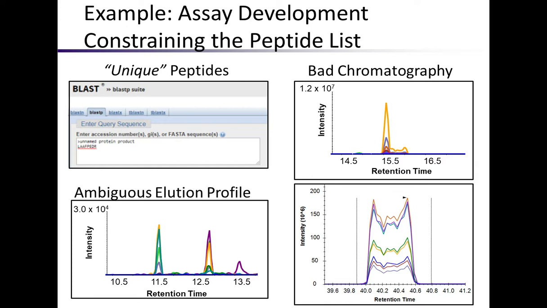If we look at a specific protein, we want to pick out the peptides that are unique to that protein, so peptides that aren't going to be found in other proteins in the proteome. What this allows us to do is say that if I see, for example, the LAAP peptide, I know that this protein is present. We also want to remove any peptides that have an ambiguous elution profile. So this is actually just one peptide.